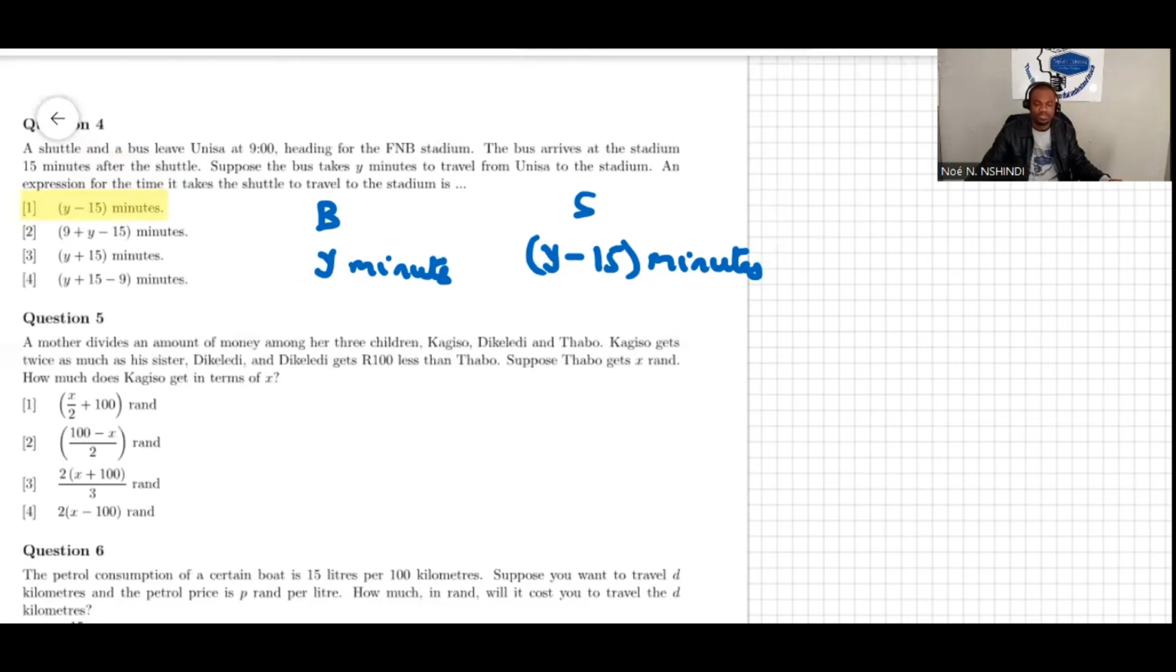And then question 5 says that a mother divides an amount of money among her 3 children, Kagiso, Dikeledi, and Tabo. Kagiso gets twice as much as his sister Dikeledi, and Dikeledi gets 100 less than Tabo. Suppose Tabo gets X rand. How much does Kagiso get in terms of X?